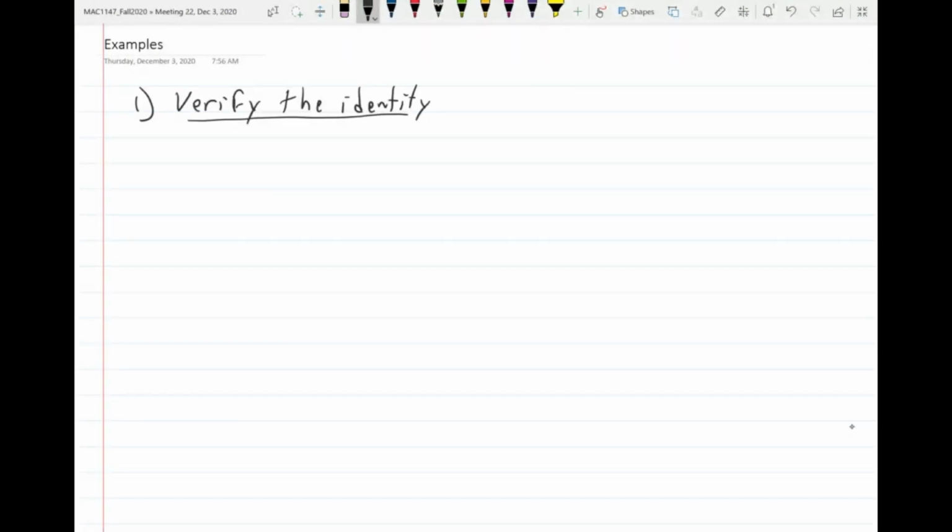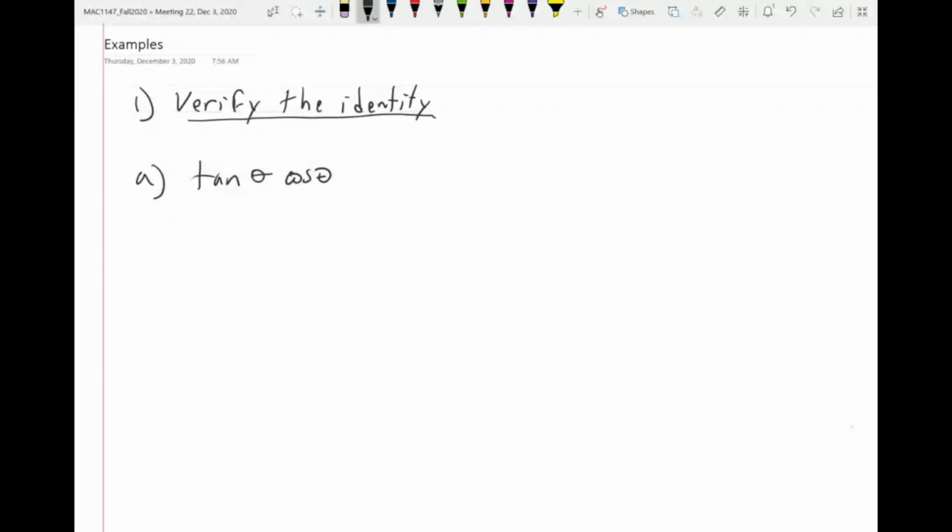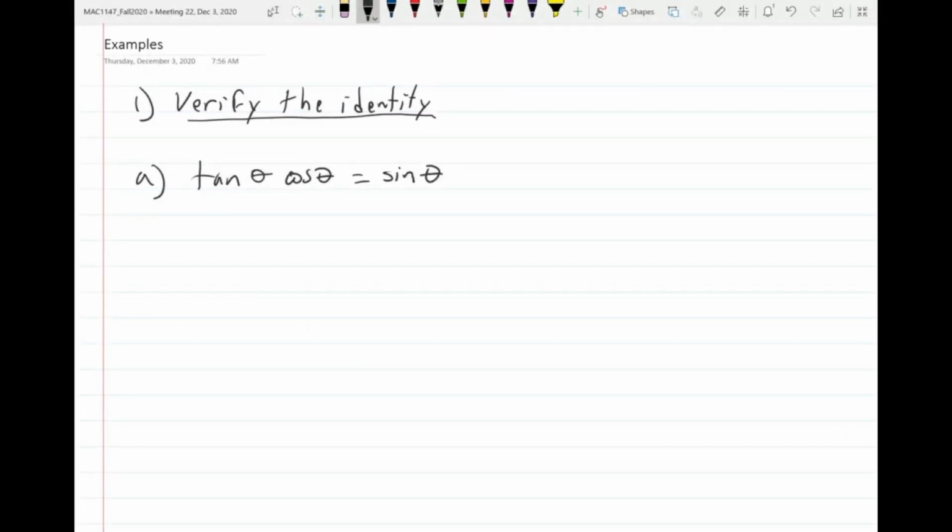First, let's do: tangent of theta times cosine of theta equals sine of theta. Okay, so this one is a very easy example, but it actually illustrates the purpose of this. Again, to verify an identity is to show that this equation is always true. In other words, no matter what theta is, the left-hand side is always equal to the right-hand side.